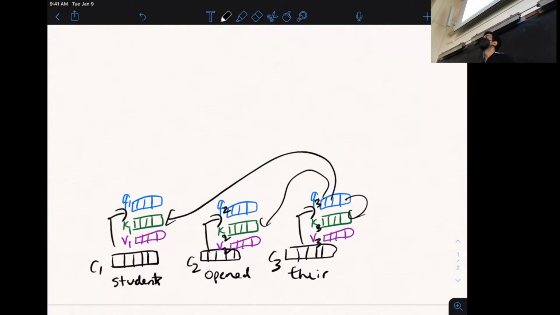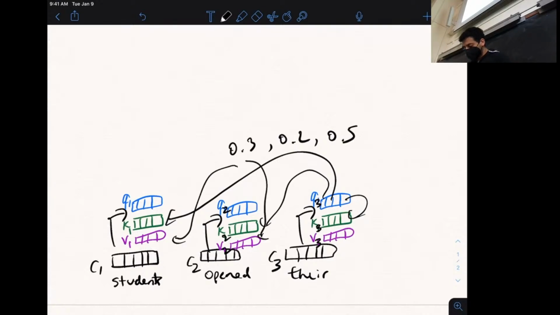I would then use the distribution that I get to do what? So I have 3 probabilities. Yes, exactly. So I get 3 numbers, maybe 0.3, 0.2, 0.5, and I'm going to just take the linear combination of these value vectors using these probabilities as weights, right? So all of that is clear. All right, let me undo all this stuff.